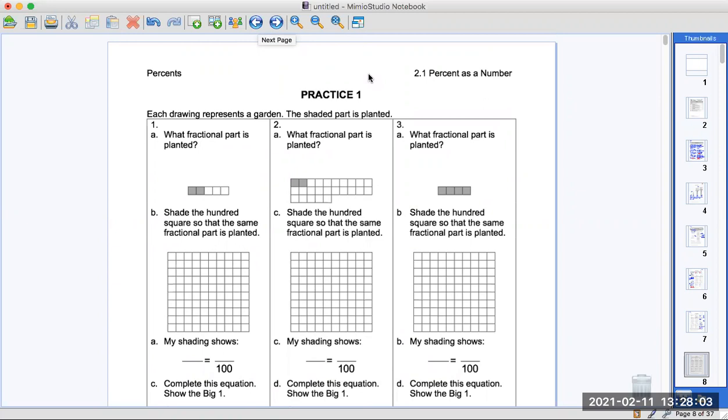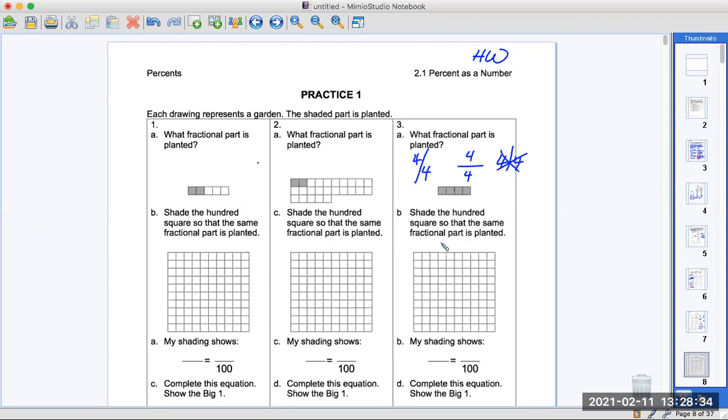But I'm going to do number 3 for you. What fractional part is planted? 4 out of all 4. By the way, you can write it like this or like that. Do not write it like that. That doesn't look good. I should make it clear that it's a fraction. So you can also say 4 out of 4.